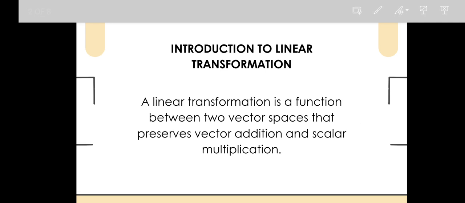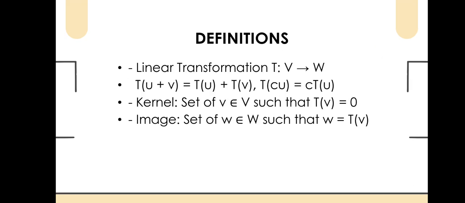A linear transformation is a function between two vector spaces that preserves two key operations, vector addition and scalar multiplication. This means that for a transformation T, if you apply it to two added vectors or scaled vectors, it behaves consistently with the operation of the space. So now here's the definition. Let's define some important concepts.